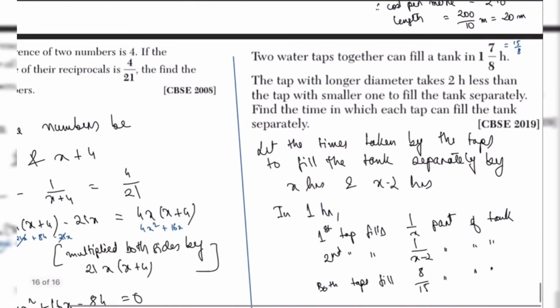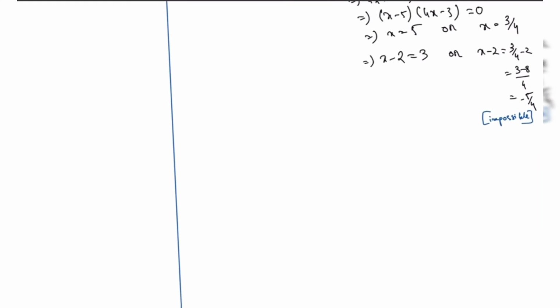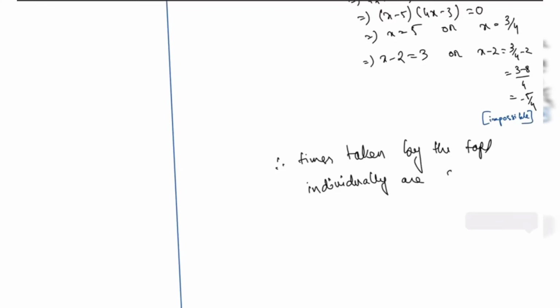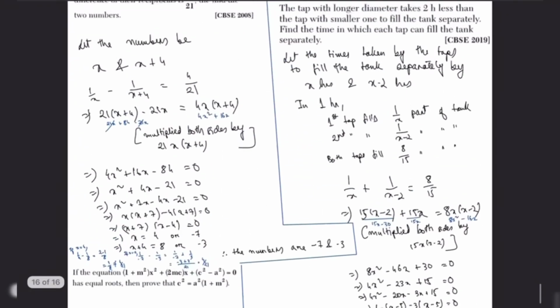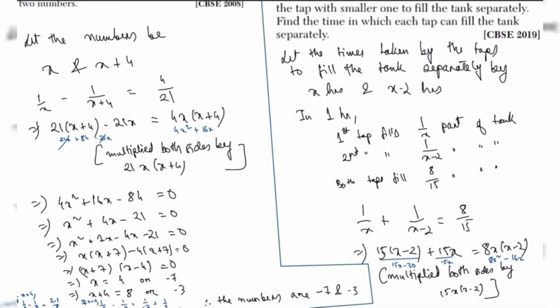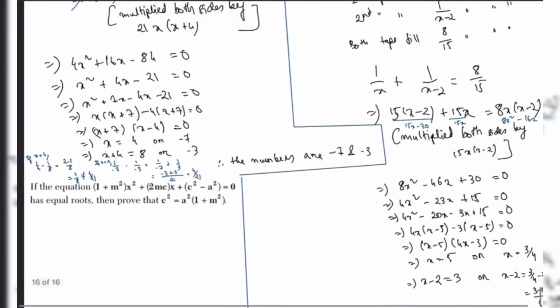Now what do we want? Therefore we can say the time taken by the taps individually are 5 hours and 3 hours. Okay, that part is fine. So 1 by 5 plus 1 by 3 is clearly 8 by 15. You can check it. Fine. So we are down to the last question.